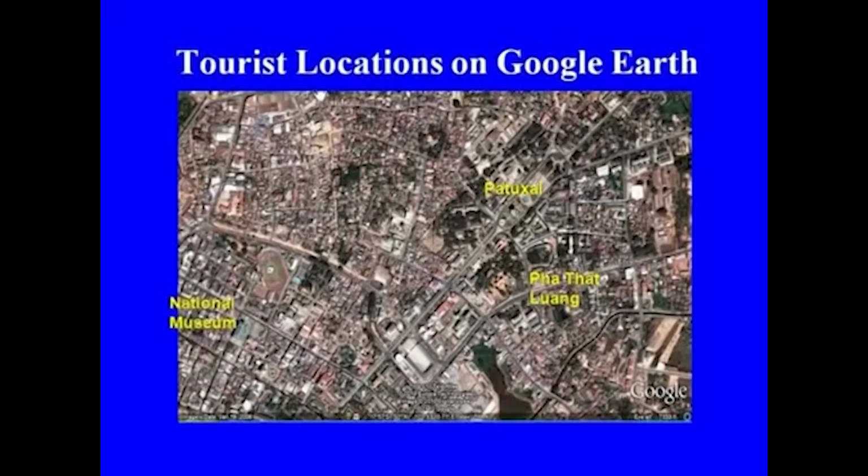This particular slide shows some of the important tourist locations within Vientiane city capital, wherein on Google Earth one can see the location of the National Museum, the Patusai and the Pha That Luang temple.